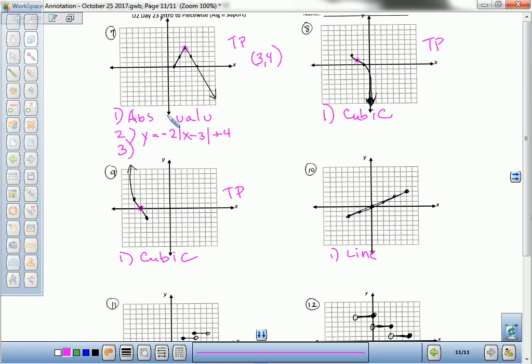Hey, Miss Wendy. Hey, for the up and down, how do you know where the translation point is? It's in the middle. For that one, hold on, no, I'll show you in a minute. Yeah. We'll get there.